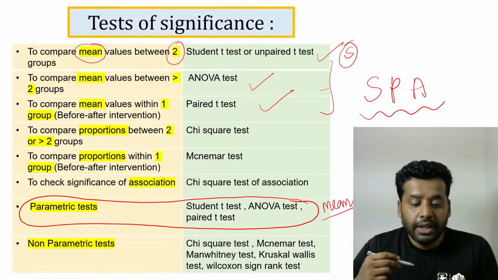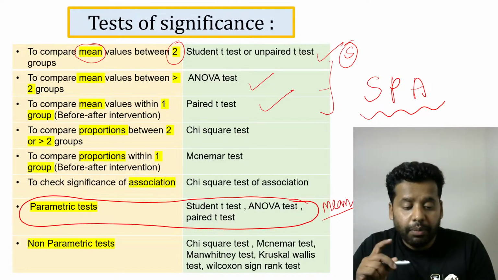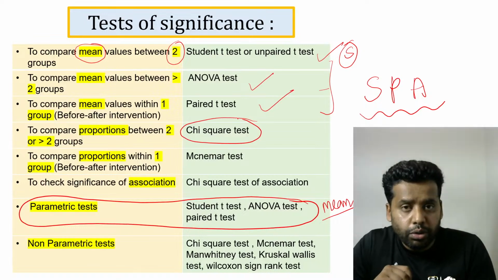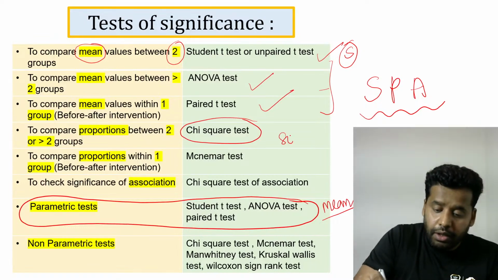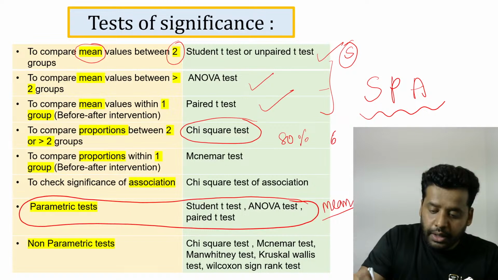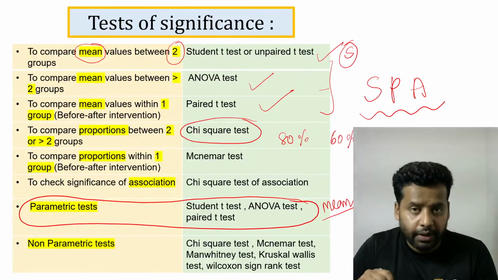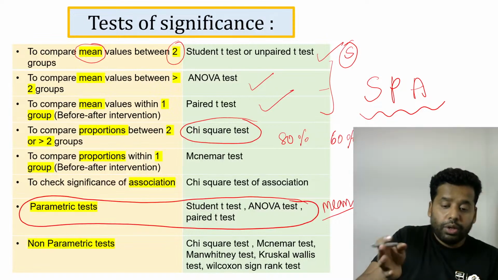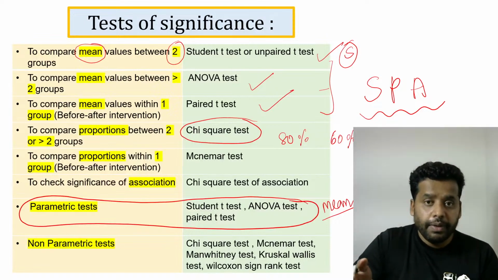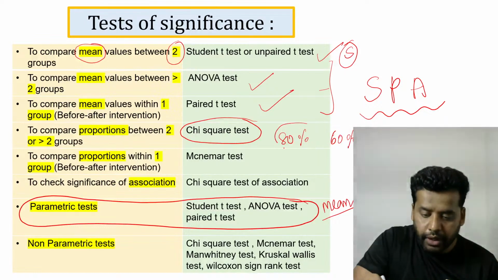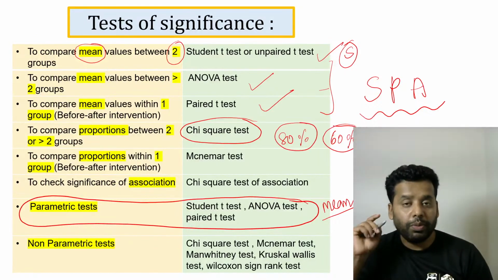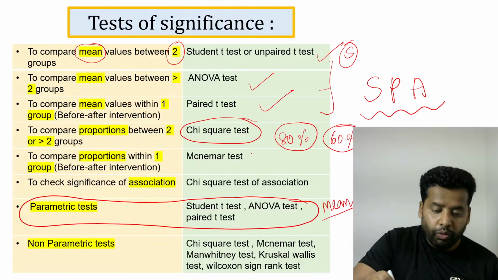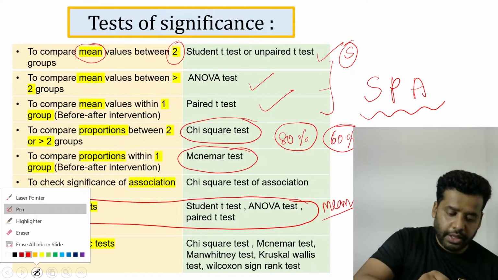Now come to the tests which can be used to compare proportions. The chi-square test is for two or more than two groups. For example, you are comparing cure rates between two groups: group 1 80%, group 2 60%. Which group is giving the better cure rate? Is the treatment making a difference or not? Proportions, two or more than two groups, chi-square test. If you take one group, this is the question asked repeatedly in the exam.